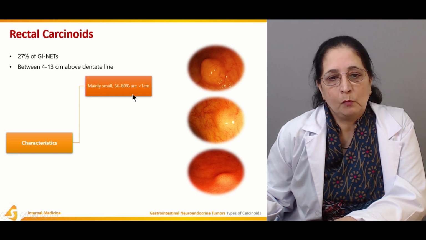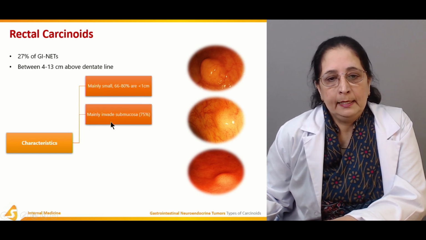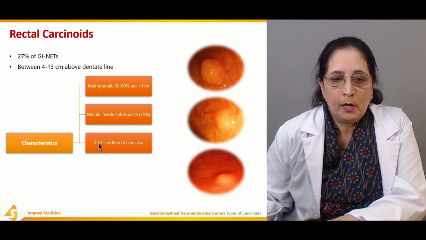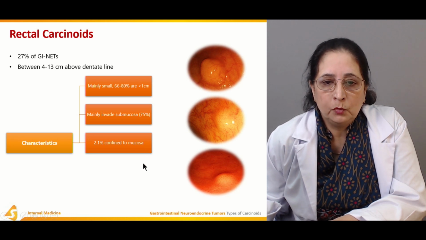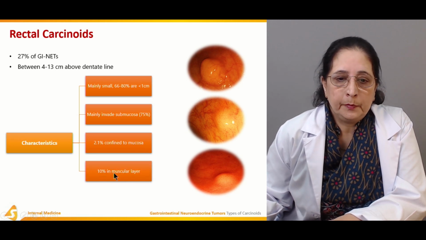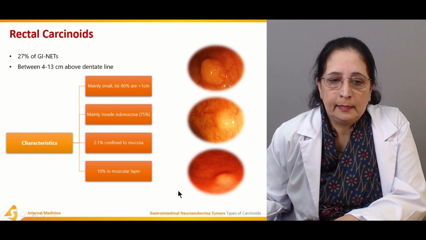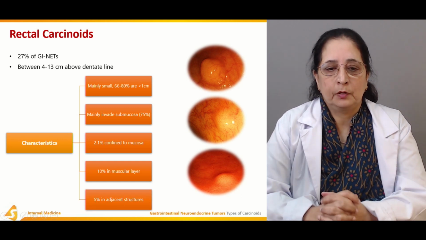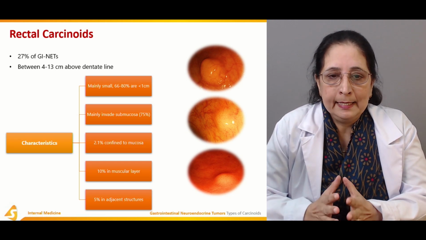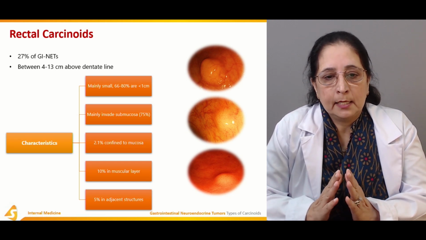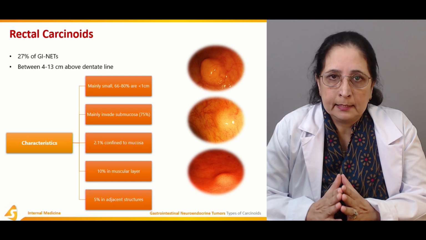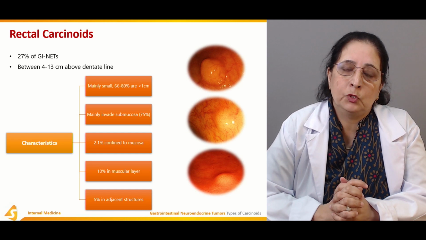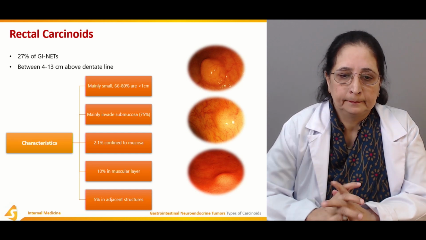Characteristics: mainly small, mainly invading the submucosa. 2.1% are confined to the mucosa, 10% reach the muscular layer, and 5% can extend to adjacent structures. So mainly it invades the submucosa, then sometimes the mucosa, and in 10% of cases the muscularis layer.